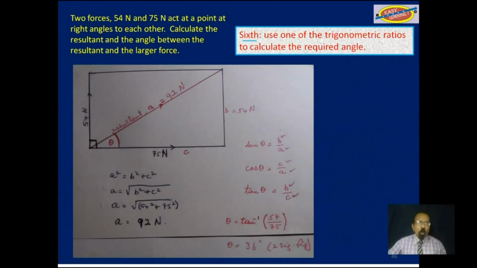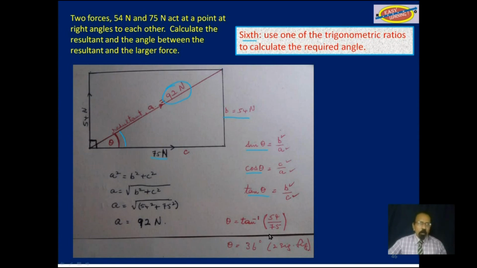Sixth, we will use one of the trigonometric ratios to find this angle here. Now we know this is 92 newtons. We know that, and we know this. You can use the sine ratio because you know the opposite and the hypotenuse. You can use the cosine ratio because you know the adjacent and the hypotenuse. You can also use the tan ratio because you know the opposite and the adjacent.